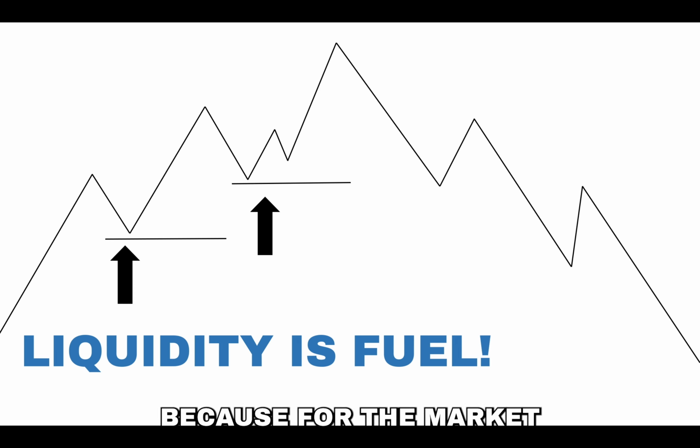Because for the market to keep on moving, it needs an opposite party to either buy or sell to. If you don't have an opposite party to buy or sell to, the market will not move. The market will look at these orders, these stops that are right under these areas, and use them as fuel to go in the opposite direction.